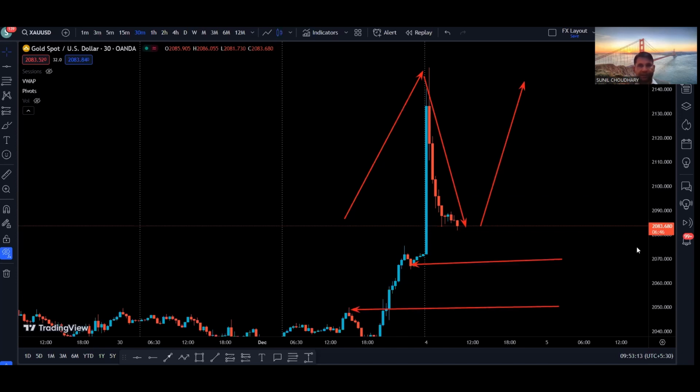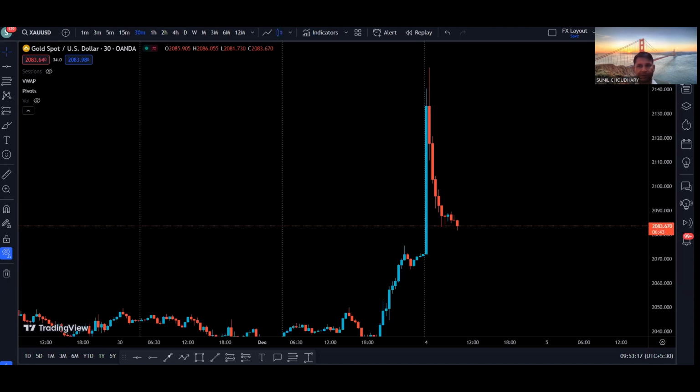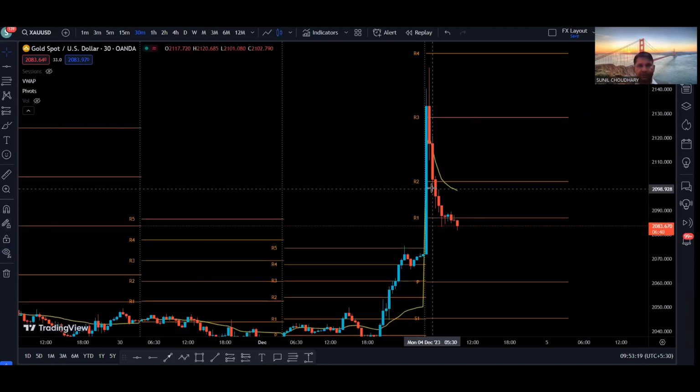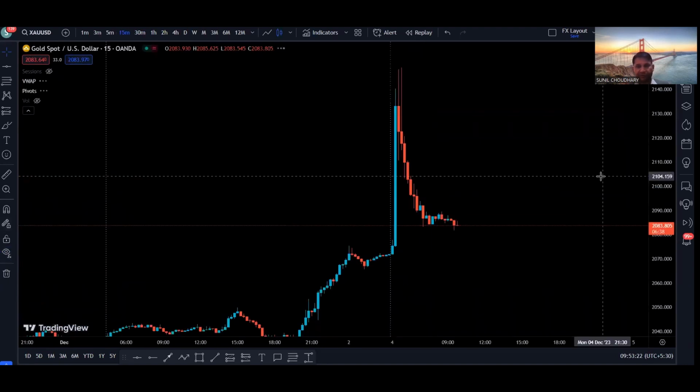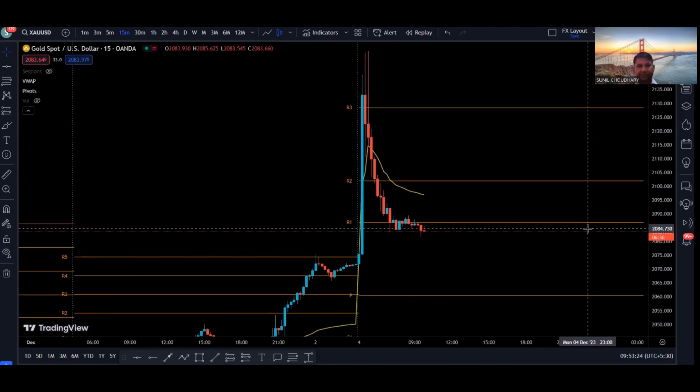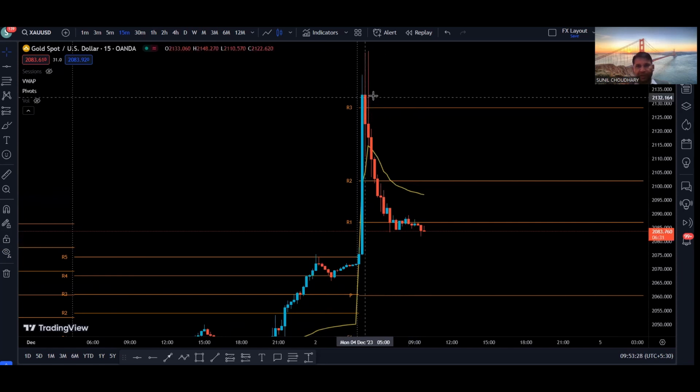Okay, let's turn our VWAP and pivots on as well and come down to the 15-minute time frame. As we anticipated on the 30-minute, 1 hour and 4-hour time frames, we already created a high, and right now I'm just waiting for some kind of support formation.